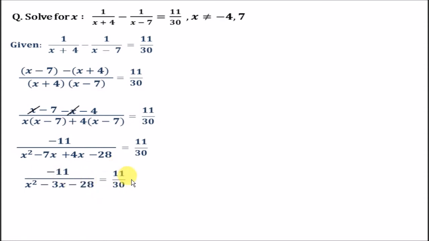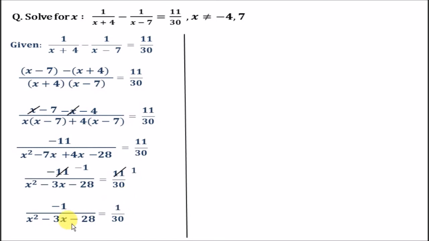Since we have the common numerator as 11, we can cancel it. 11 into minus 1s are minus 11 and 11 ones are 11. So our equation has reduced to minus 1 by x squared minus 3x minus 28 equals to 1 by 30. Now on cross multiplying, we will get 1 into x squared minus 3x minus 28 as x squared minus 3x minus 28 equals to 30 into minus 1s are minus 30.